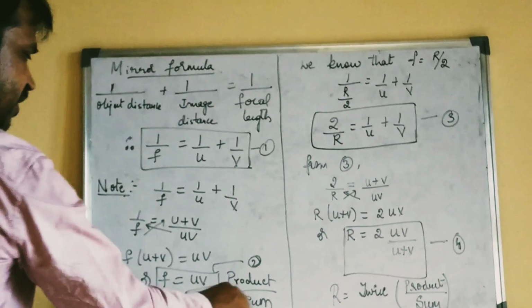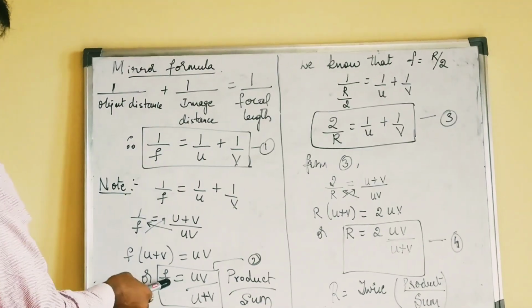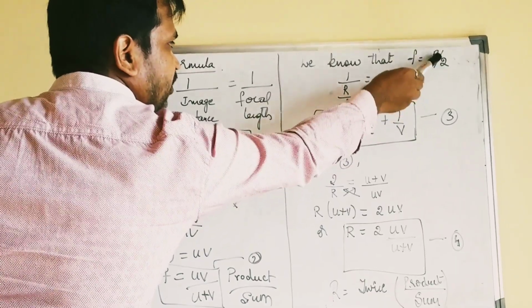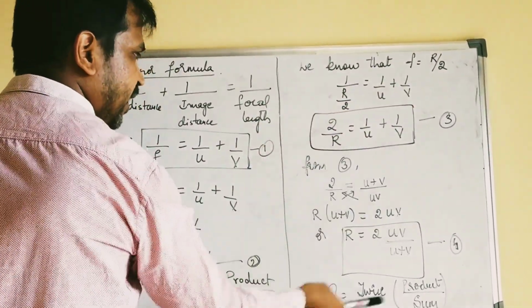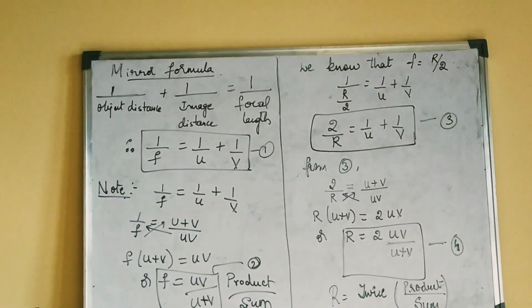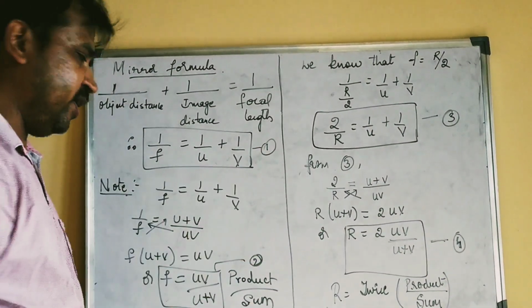That product by sum is nothing but what? UV by U plus V. That is nothing but focal length. Again you are getting back the same formula. F is equal to R by 2, R is equal to 2F. But these forms, that is equation 4 and equation 2. So please remember that, okay?